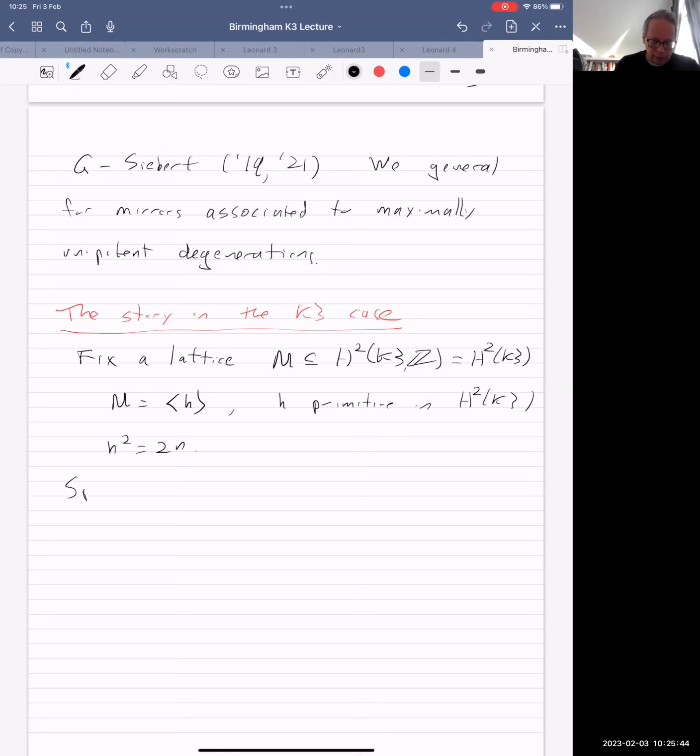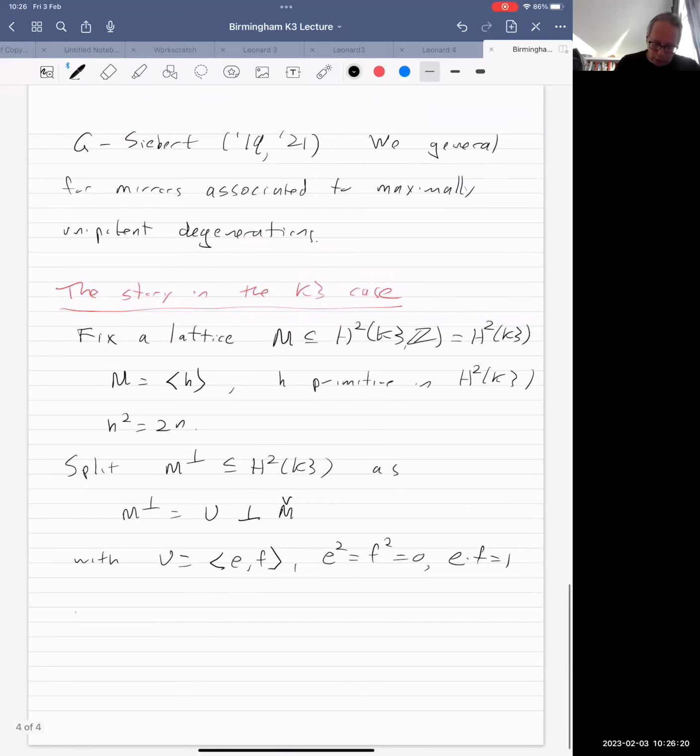And then we split M perp. So I'm taking the perp with respect to the intersection pairing on H2 of K3, as M perp is equal to U orthogonal direct sum with M check, for some lattice M check, and where U is usually called the hyperbolic plane. This is the rank 2 lattice generated by two elements E and F with E squared, F squared equals 0, and E dot F equals 1.